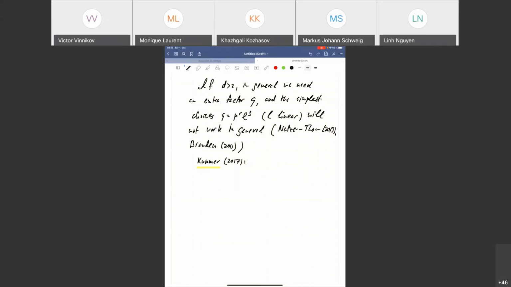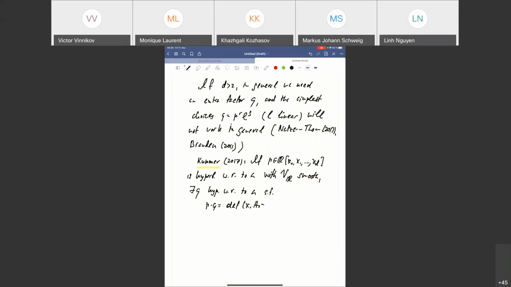says that if p is hyperbolic with respect to a, and there is a smoothness assumption, with the variety V_R smooth, there exists Q which is hyperbolic with respect to a, such that P times Q is equal to the determinant, does have a positive determinantal representation.